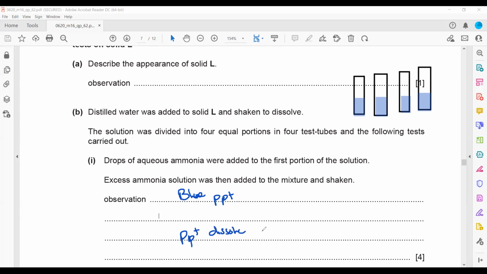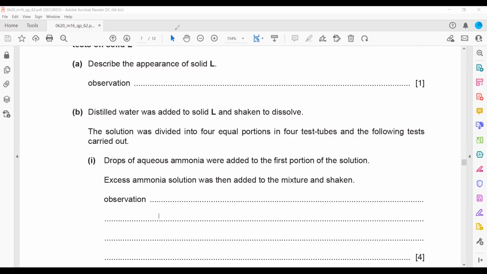And what will it form? It will form a deep blue solution or royal blue solution or inky blue solution. So this is related to memorization. You have to memorize the observation with aqueous ammonia.